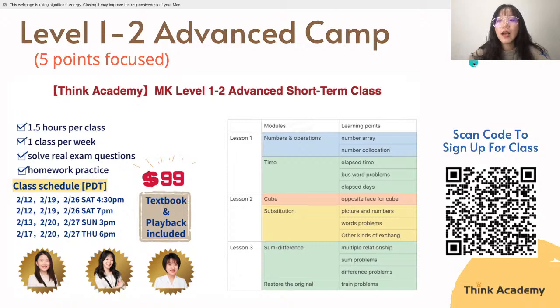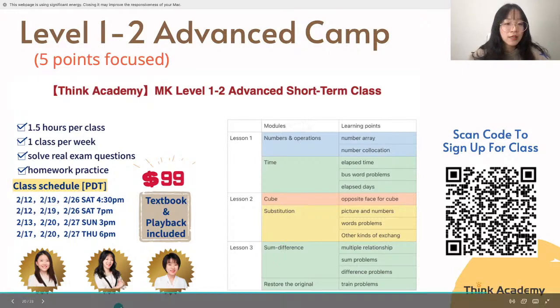For any Math Kangaroo related questions, please don't hesitate to leave us any information or questions you might have in the WeChat group or on WhatsApp, or contact us directly. You are really welcome to ask any Think Academy teacher for the resources you want, and we are really happy to help. We'll provide any resources we have to help the students succeed.